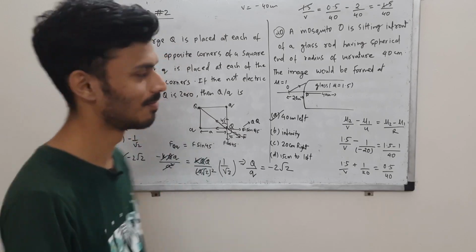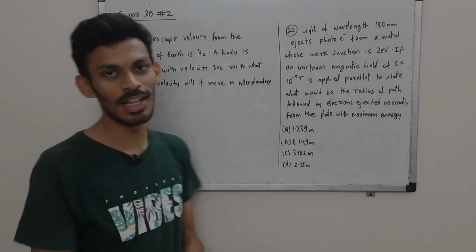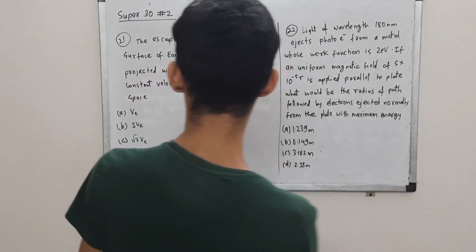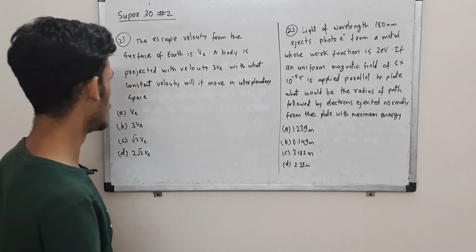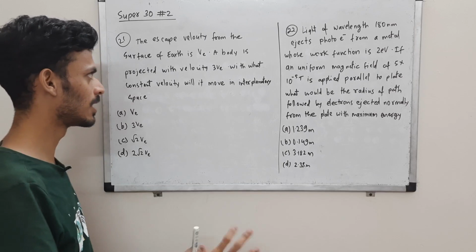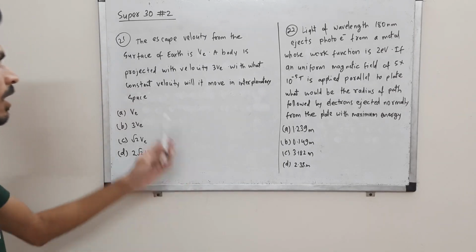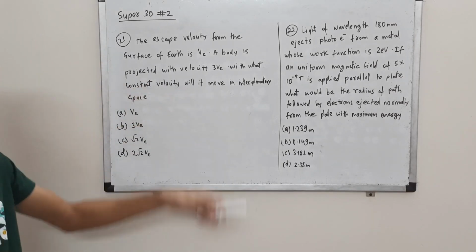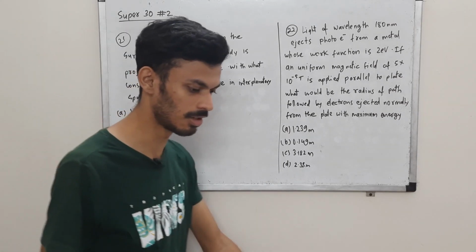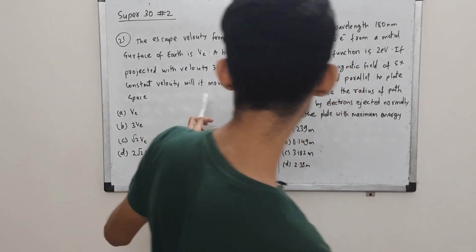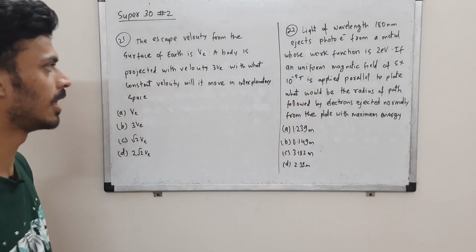Over to the next one, 21 and 22 over here. In 21, it's a question from the gravitation chapter based on escape velocity. Escape velocity from the surface of Earth is given as v, but you are going to project a body at 3 times v from the surface. You are supposed to tell what is the constant velocity with which your body will move in interplanetary space.